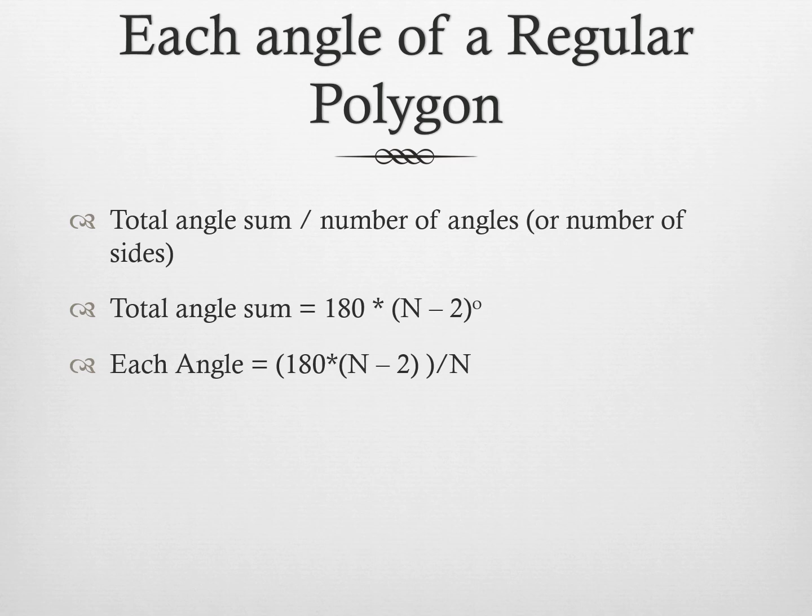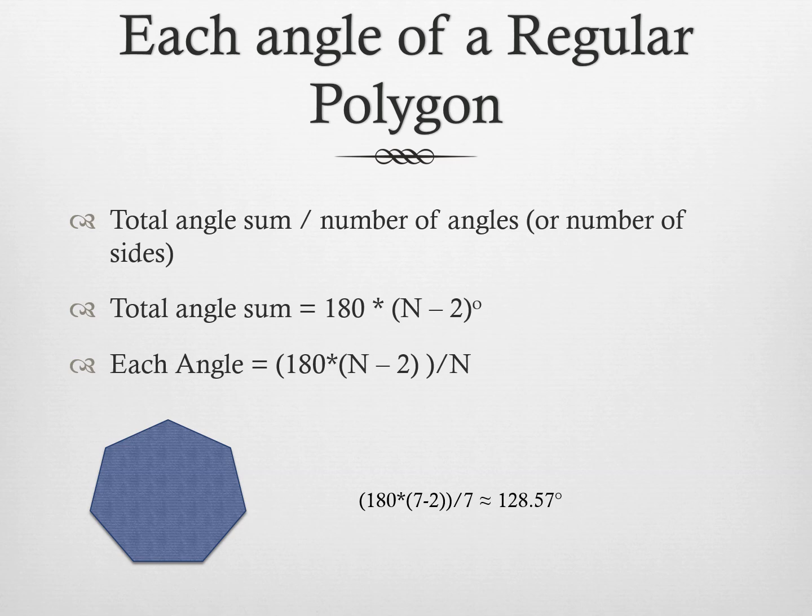So let's return back to our heptagon, but this time let's make it a regular heptagon. If we have our total divided by the number we have, we have 180 times 7, remember 7 comes from the number of sides, minus 2, divided by, this time, 7. In other words, remember before we got 900 degrees, a nice round number. 900 divided by 7 is 128.57 degrees roughly.